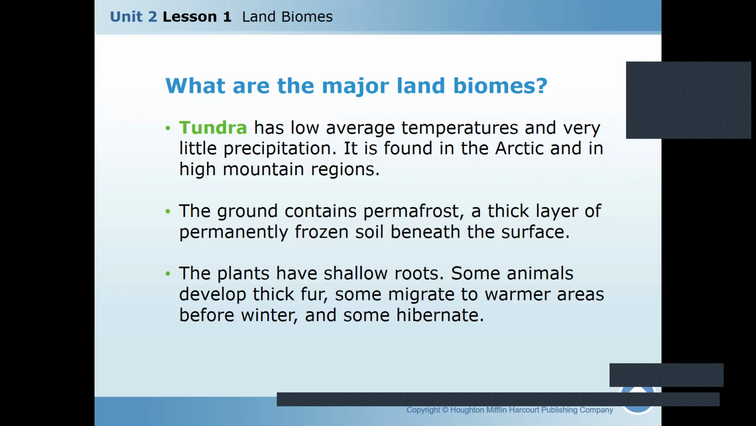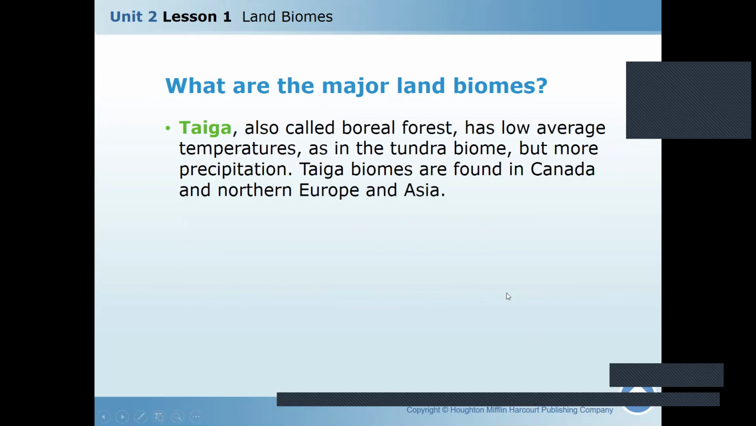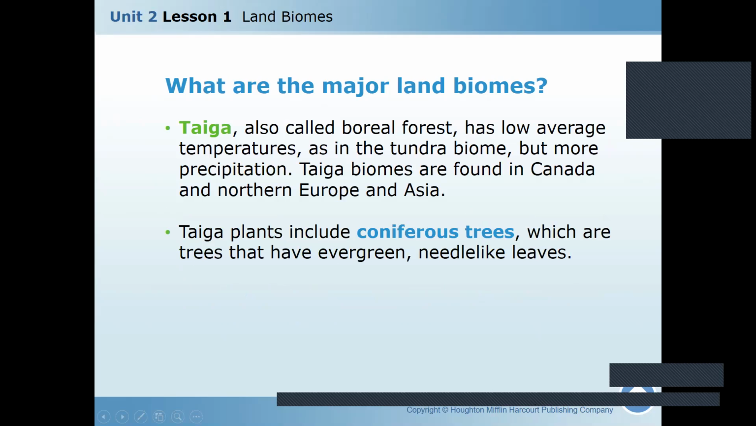The plants have shallow roots. Some animals develop thick fur. You know those animals which are there in tundra or taiga. I told you tundra is the cold place. So the animals there have thick fur, thick skin, and the hair is thick and long so that they can survive. Some of them migrate to warmer areas and some hibernate. Hibernate doesn't mean sleeping. It is like their body gets adapted.